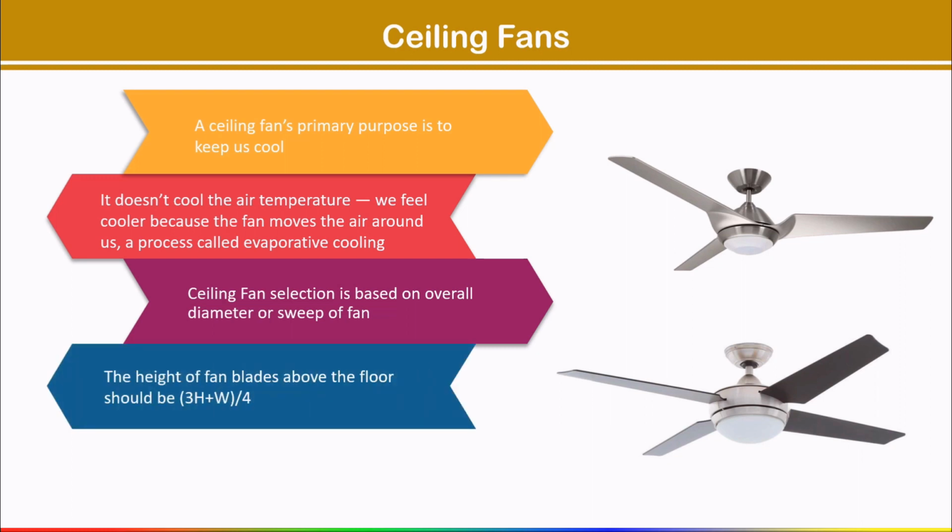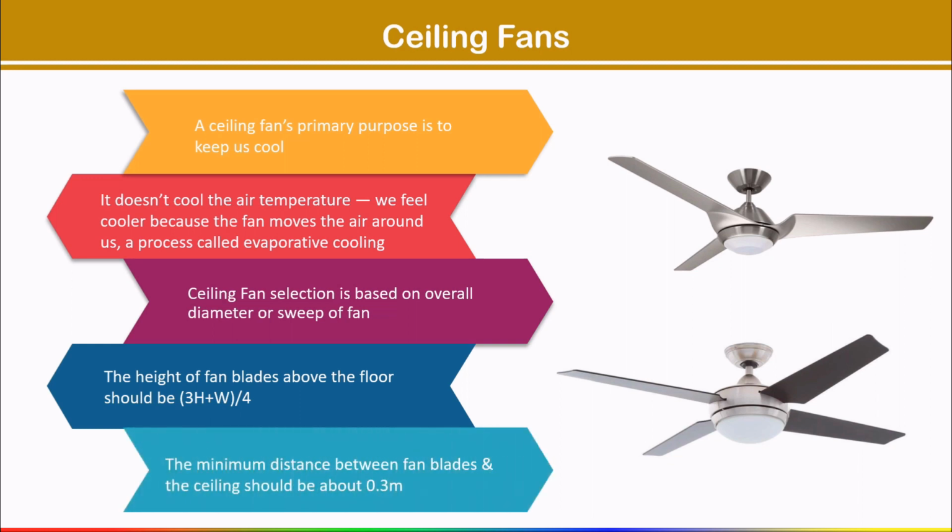Next, to find out the height of the fan blade above the floor, we use this formula: (3h + w) / 4. Here h is the room height, and w is the work plane height. If you know the total room height and the work plane height, you can easily calculate the height of the fan blades. The minimum distance between the fan blades and the ceiling should be about 0.3 meter. That much distance we have to maintain between fan blades and ceiling. Understood?